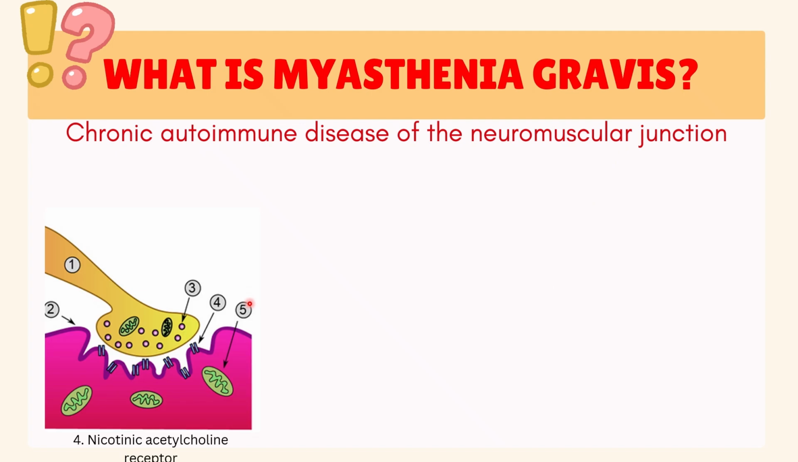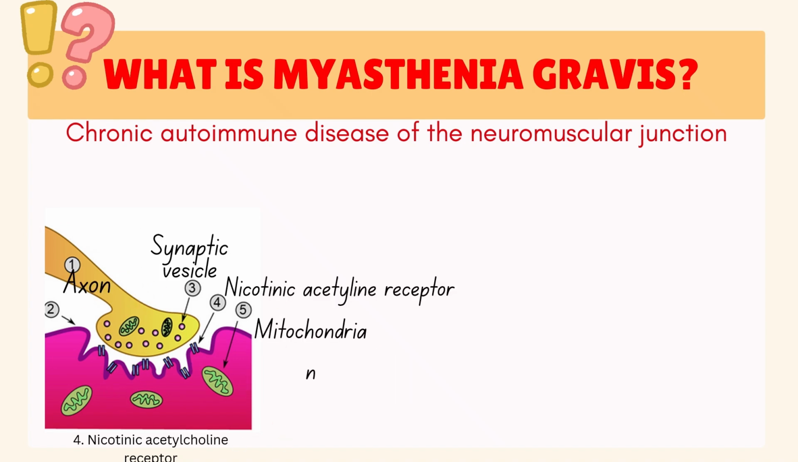To understand it, let's begin with the neuromuscular junction, the key structure affected in this disease. This diagram shows us how nerves normally activate muscles. This is the nerve site, and this is the muscle site. Here at the nerve ending, called the axon terminal, there are synaptic vesicles filled with a chemical messenger called acetylcholine. When a nerve signal arrives, these vesicles release acetylcholine into the small gap between the nerve and the muscle. It's also known as the synaptic cleft.